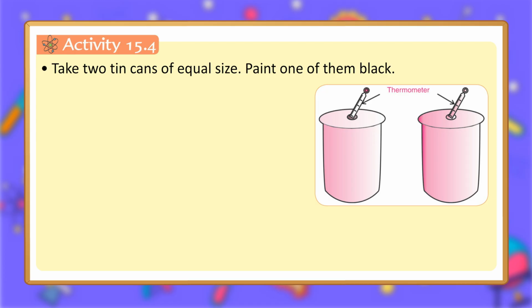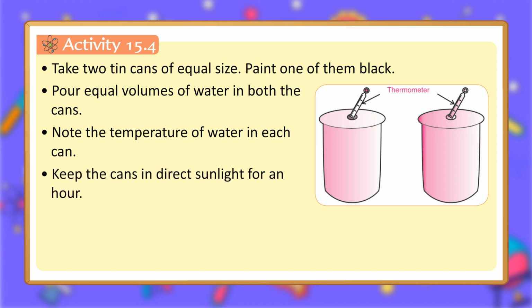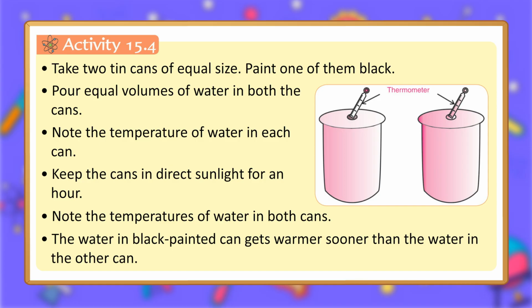Activity 15.4. Take 2 tin cans of equal size. Paint one of them black. Pour equal volumes of water in both the cans. Note the temperature of water in each can. Keep the cans in direct sunlight for an hour. Note the temperatures of water in both cans. The water in the black painted can gets warmer sooner than the water in the other can. Thermometer.